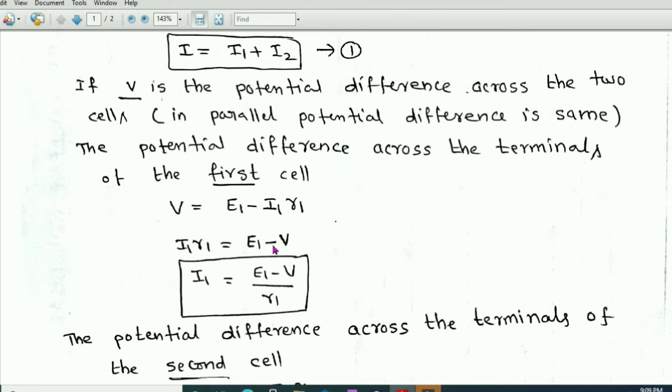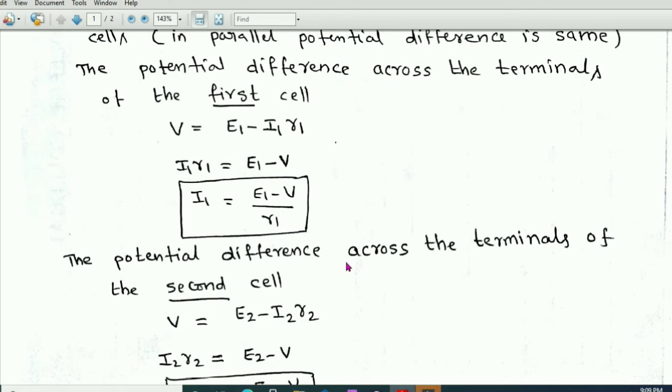We have to find I1 because we need to add I1 plus I2 to get the total current. So I1 is equal to, taking R1 to this side, E1 minus V by R1. This is the current passing through the first cell, I1.